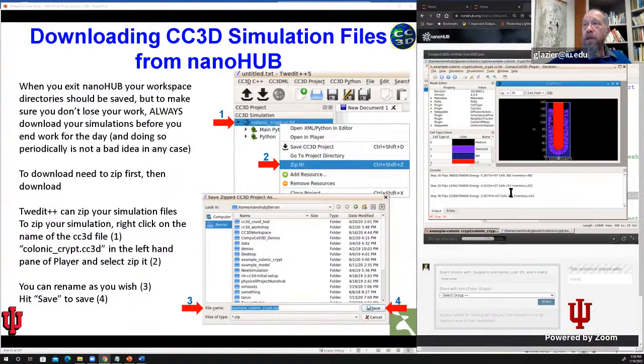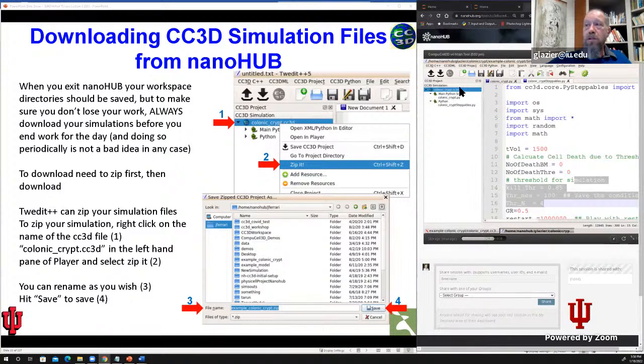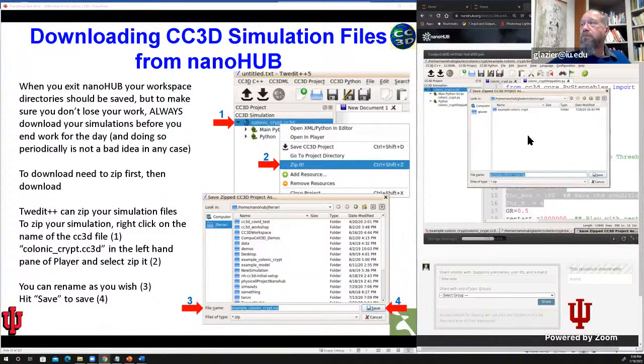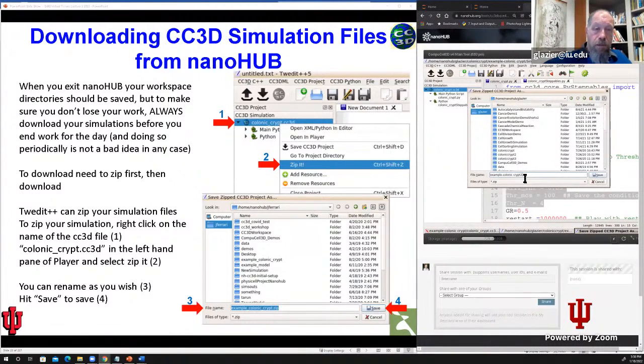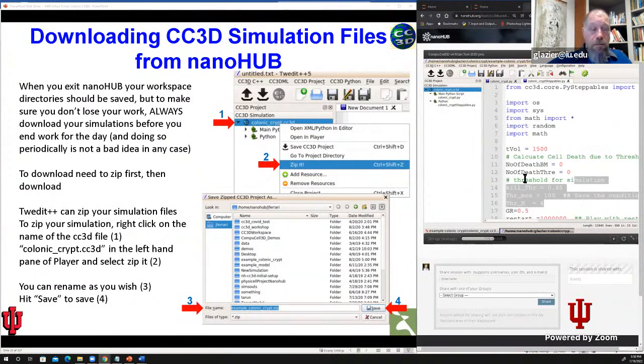The other thing that we might want to be able to do is to download a file. And downloading a file, we're going to do the same thing that we did here, which is we can go to the simulation in Twedit. We can right-click here on the simulation name, click zip it, and it will give me the option of saving this file somewhere. And let me give it a unique name just so that I don't overwrite something. So you can save the file.